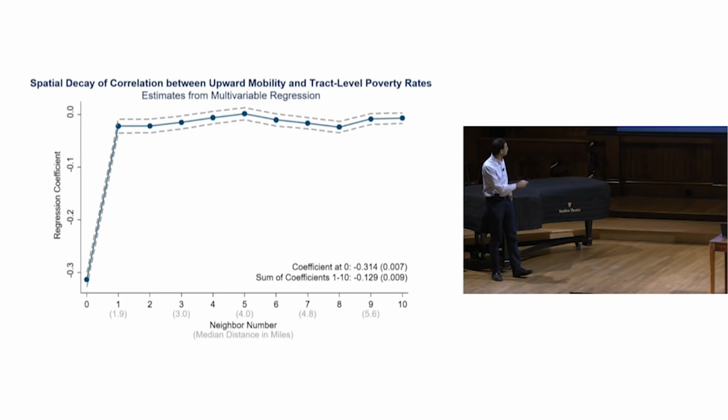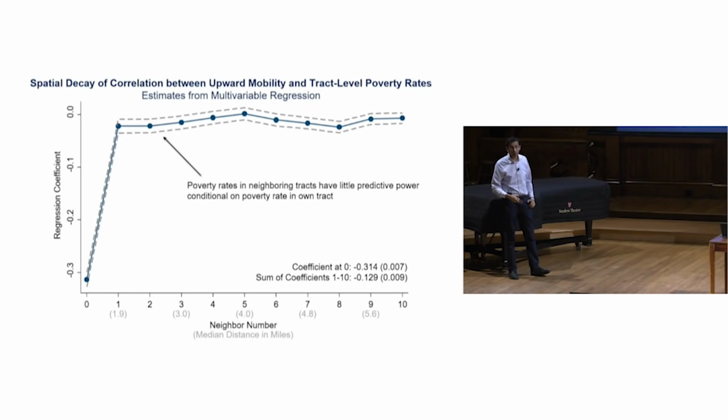So this first number is basically telling you that the correlation between poverty rates in your own census tract and your outcomes is something like minus 0.35, all right? Now if we then look at the census tract that's 1 over, we see that that correlation becomes dramatically lower. In fact, if you look at this whole series here, you see that poverty rates in the neighboring tracts have very little predictive power for your own outcomes, conditional on the poverty rate in your own tract.